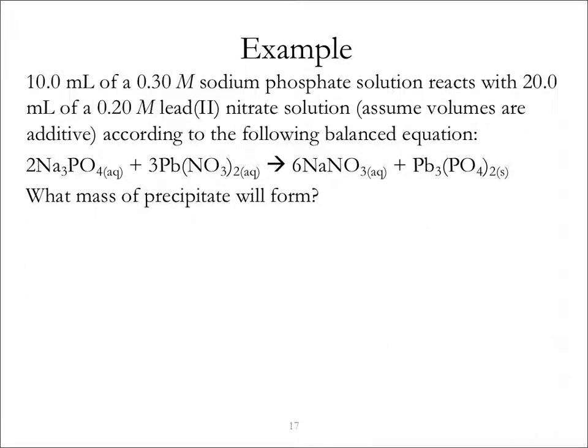So we have a solution of sodium phosphate and we have a solution of lead 2 nitrate, assuming that when we combine the two solutions their volumes will be additive. So we are given the balanced equation, which you would be given on any AP question. We want to know the grams of precipitate that will form. So our precipitate is the lead 2 phosphate, right? Nitrate compounds are going to stay soluble. So our net ionic equation would be based off of lead and phosphate.